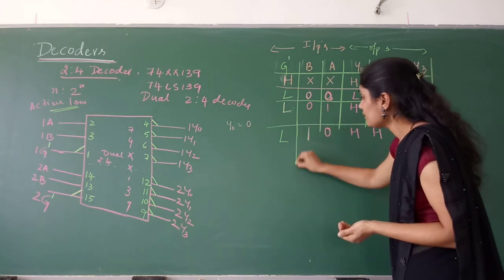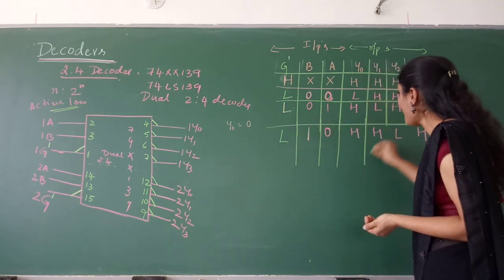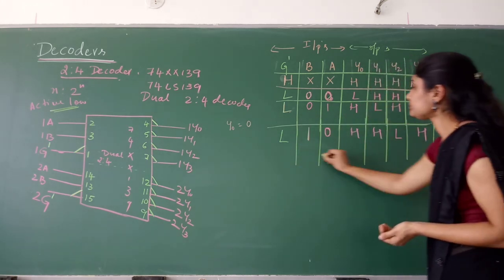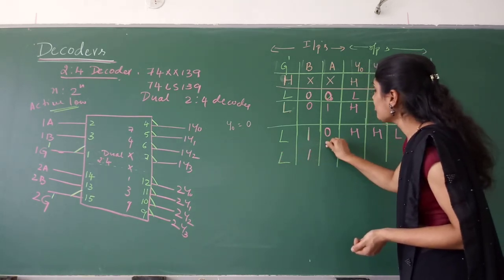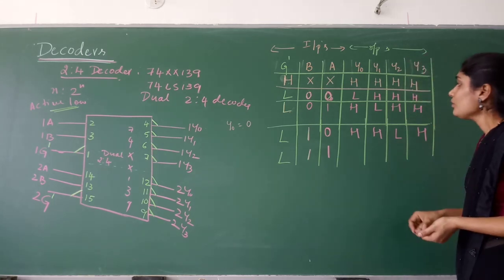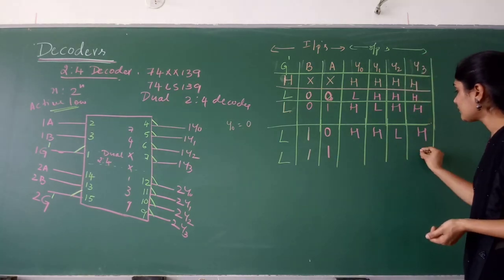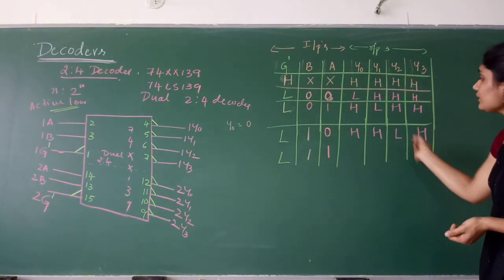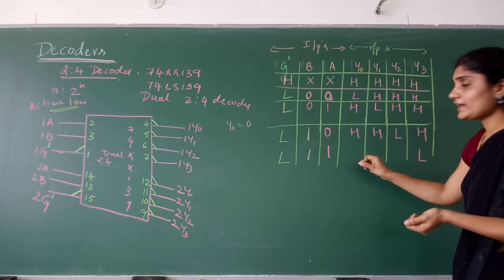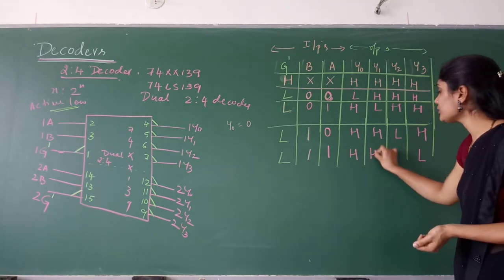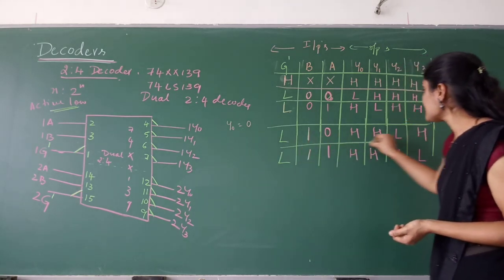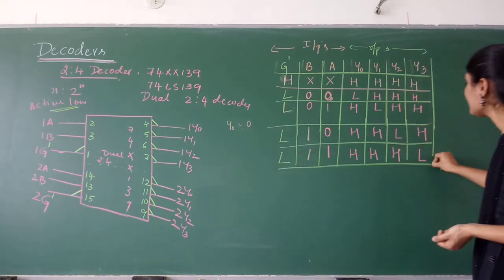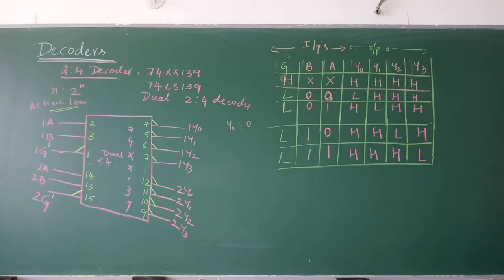Similarly, the other combination is 1, 1. Keeping the enable input low, if you give 1, 1 at A and B, what happens? Y3 is active. That means Y3 is active low. The remaining outputs are disabled. They are not active, so you get a high signal for the remaining outputs. So this is the truth table for the 2:4 decoder.